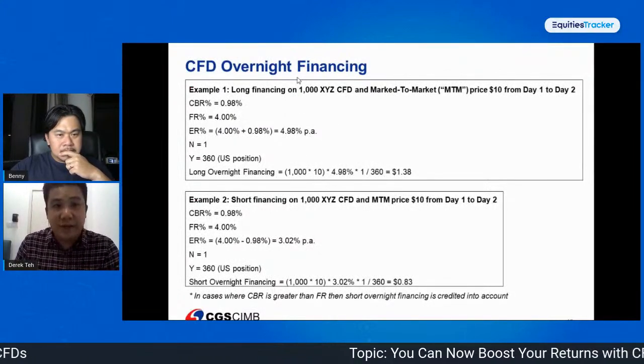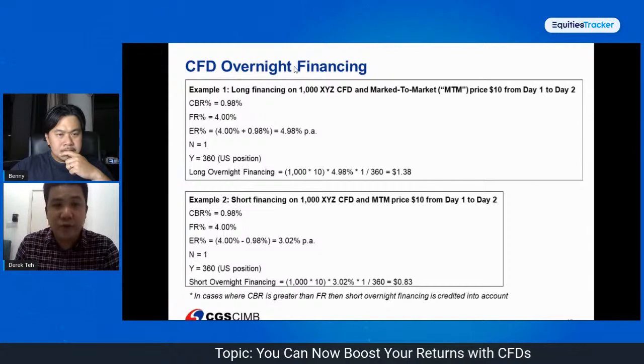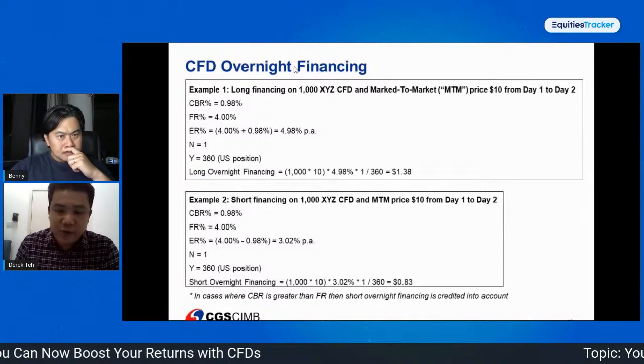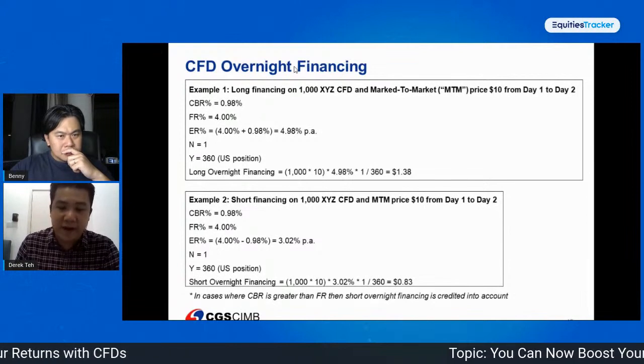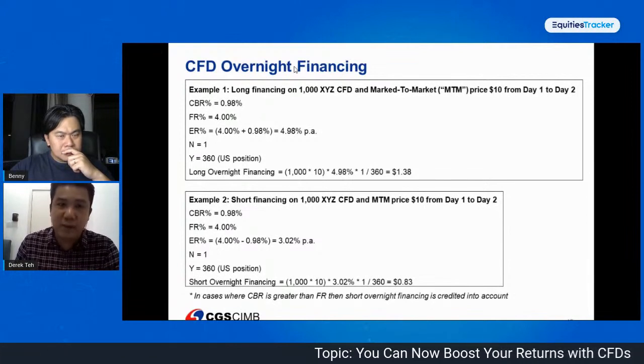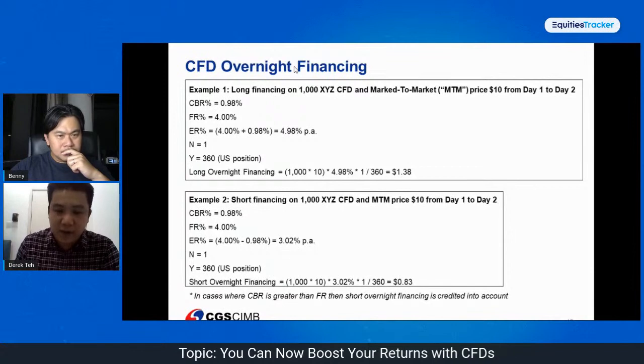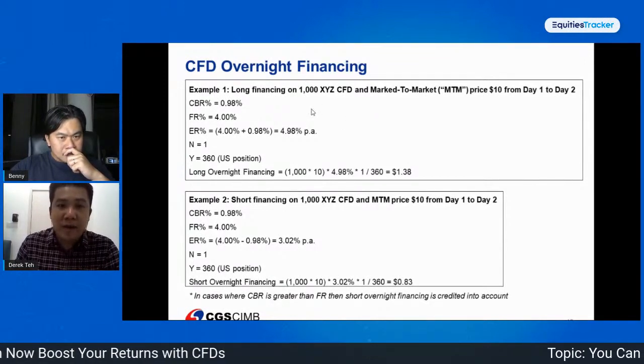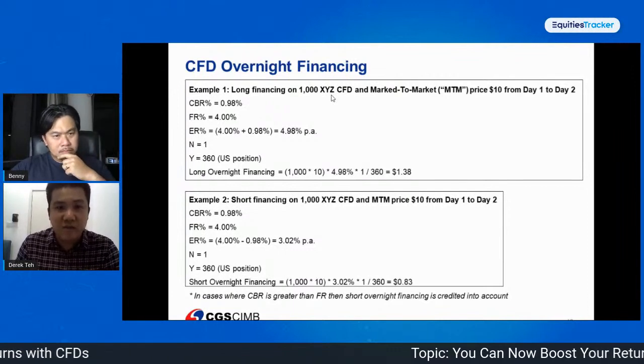So the base rate is 0.9%. The financing spread is 4%. However, for a long position, the effective rate will be the financing spread plus the base rate, which is 4.98%. So for 1 day, the long overnight financing will be $1.38.